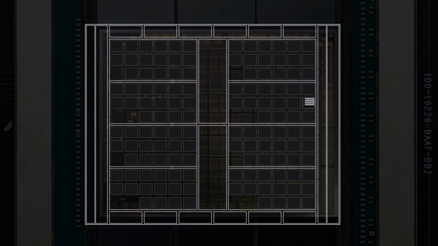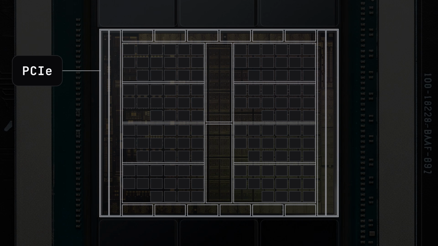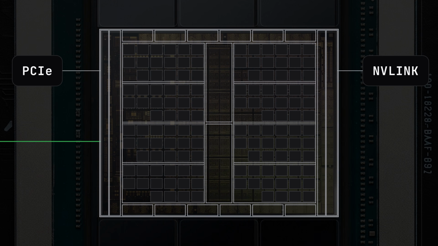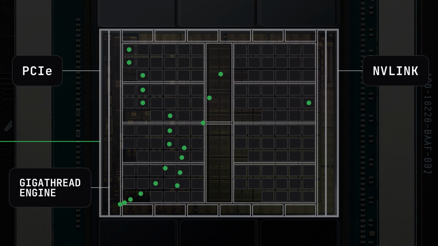Looking around the edges of the chip, you have the PCIe interface, which connects the card to the rest of the computer. Right alongside it are the NVLink controllers. This allows multiple cards inside the same computer to talk directly to each other, pooling their powers to run massive AI models together. Finally, down at the bottom is the gigathread engine, which sends each part of the calculation to whichever streaming multiprocessor is ready for it.